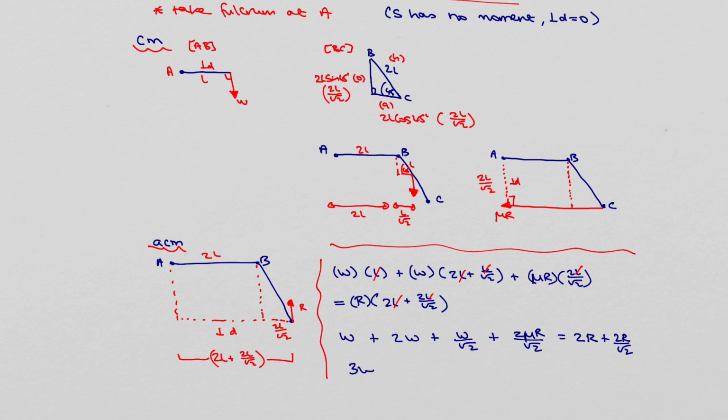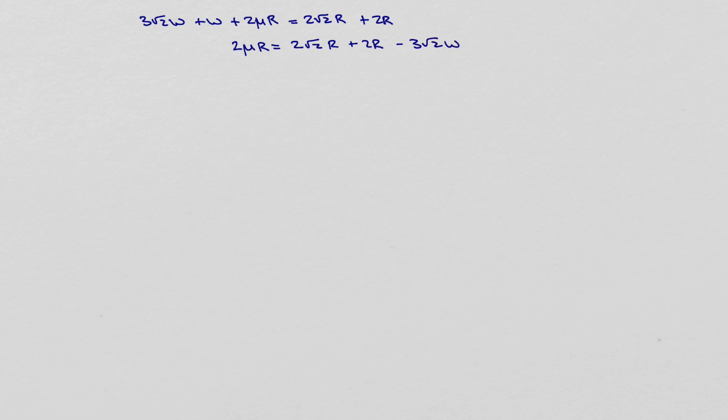So that gives me 3W plus W over root 2 plus 2 mu R over root 2 is equal to 2R plus 2R over root 2. So I'm just going to multiply everything across by root 2 there. So that gives us 3 root 2 W plus 2 mu R is equal to 2 root 2 R plus 2R. So we're going to have to take another part of the system to try and get mu on its own here. So we'll call that equation 1.